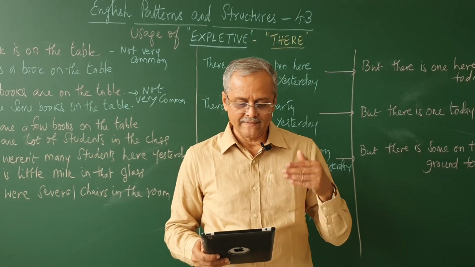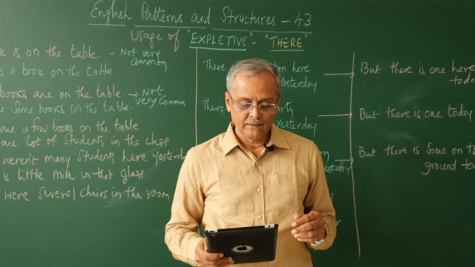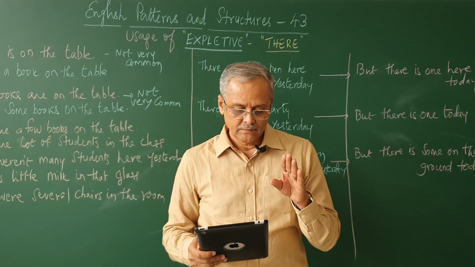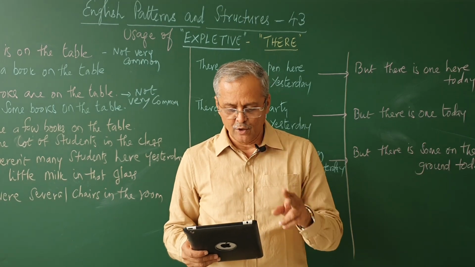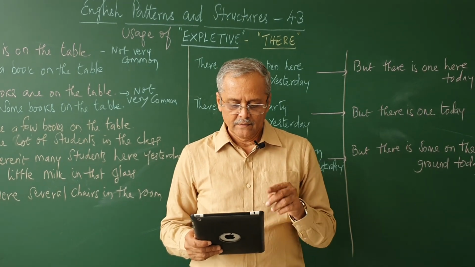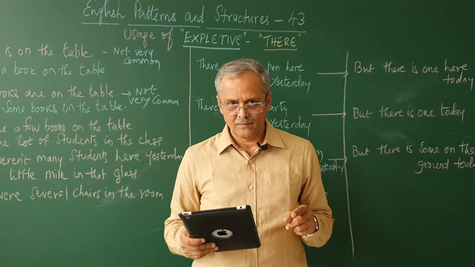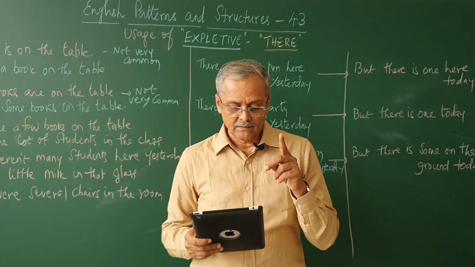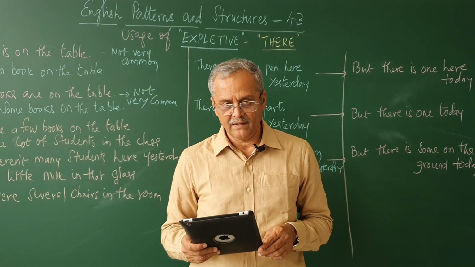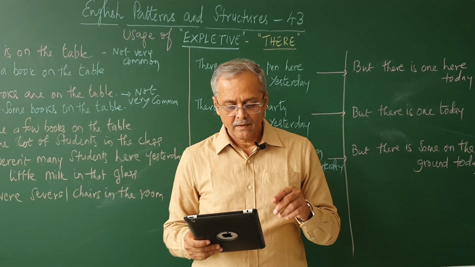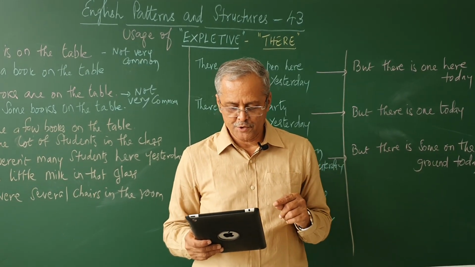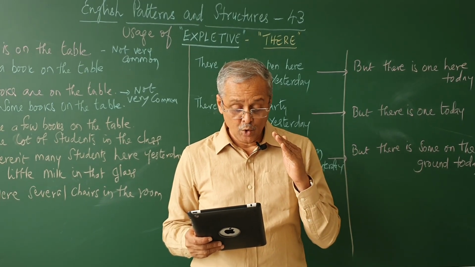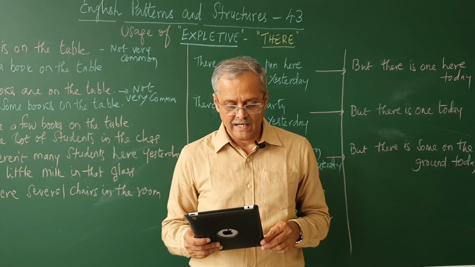So, let us see some more examples. There are 2 books on the table. There are 2 dogs in the garden. There is a good film on at the Regal Theatre. There were a lot of people in the park yesterday. There will be a party in our house tomorrow. There was an old friend of yours at the concert last night.